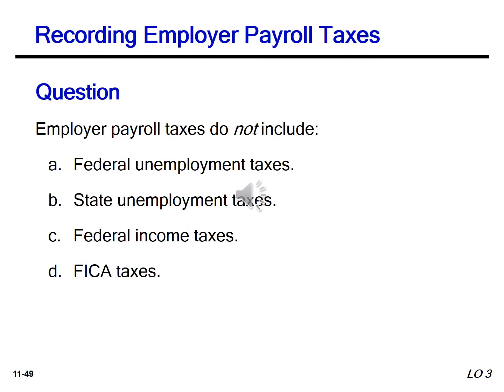Here's a quick review question. It says employer payroll taxes do not include. Now remember we mentioned 3 types of taxes that are included in the employer payroll tax, and those were federal unemployment taxes, state unemployment taxes, and FICA taxes, which means that the one that is not part of this group is the federal income tax. So the correct answer here is C.